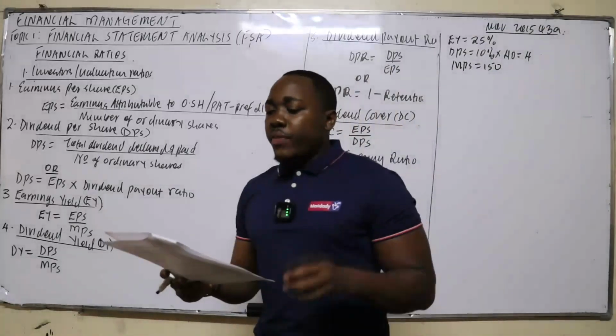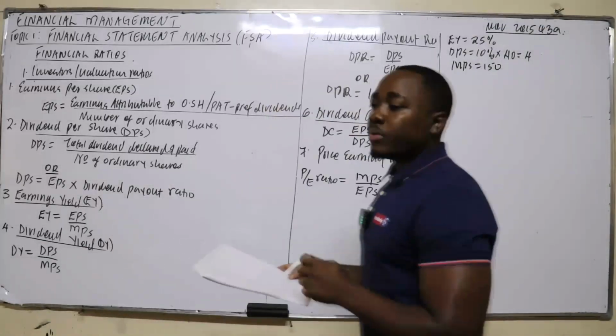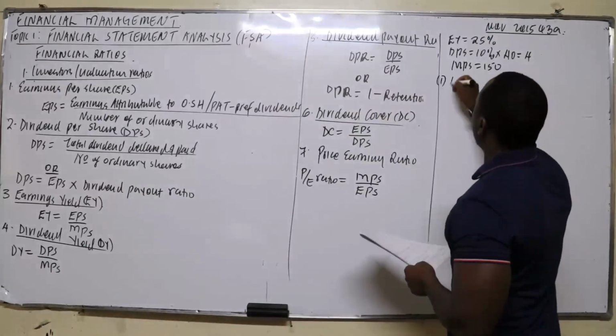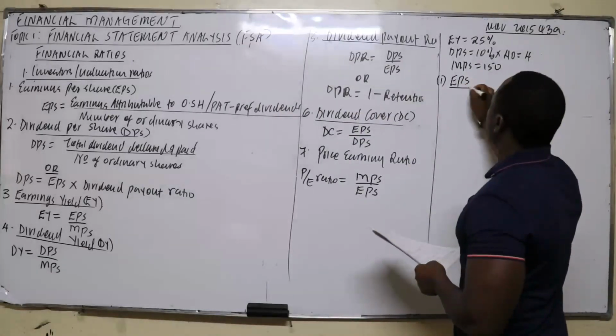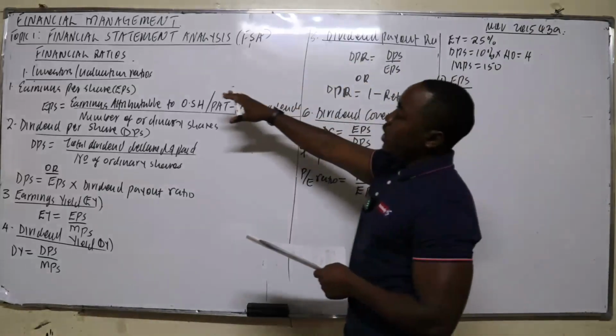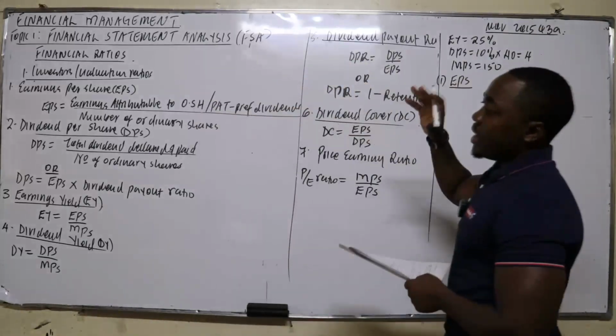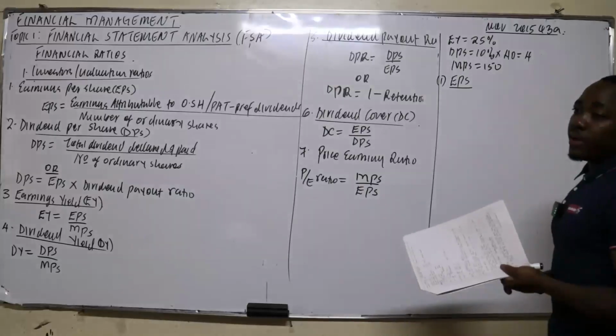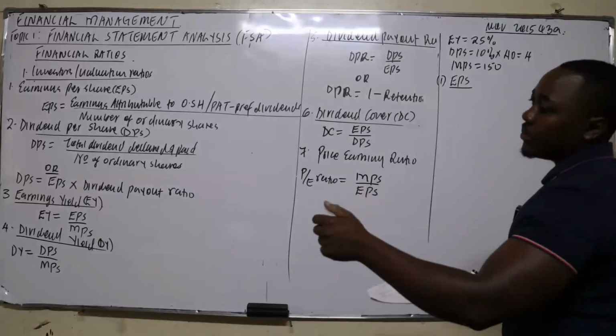Requirement: the earnings per share. So number one, we determine the earnings per share. So how do we get the earnings per share? Now, in this case, to get the earnings per share, you take the total earnings, you divide by the number of shares. But that information is not available. But you can use a ratio to determine the other value.